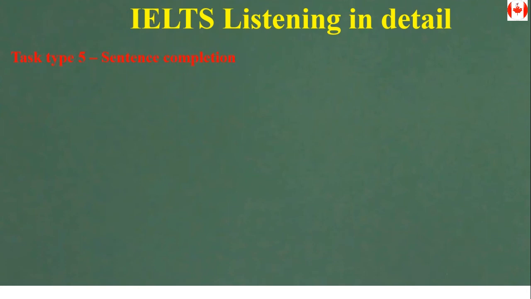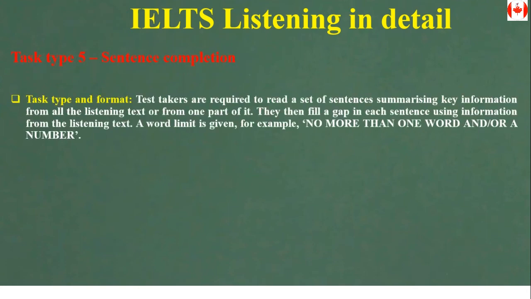In the 5th task, it's a sentence completion. So you are required to read a set of sentences summarizing key information from all the listening text or from part of it. They then fill a gap of each sentence using information from the listening text. A word limit is given. So here you have to listen to the text and complete the sentences, of course, with the limit number of words that they ask for.